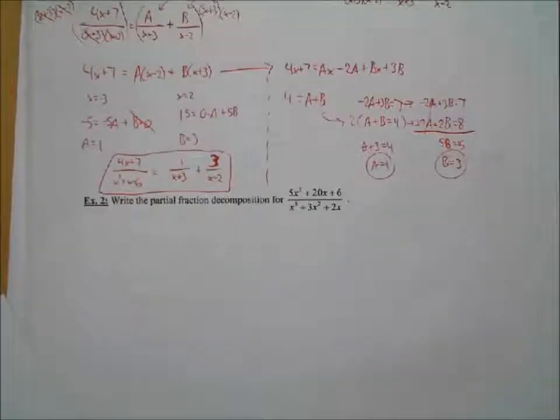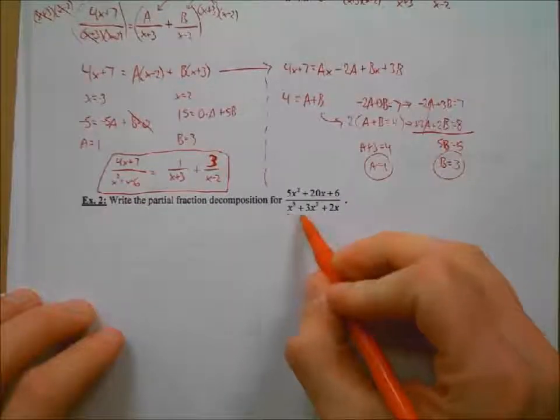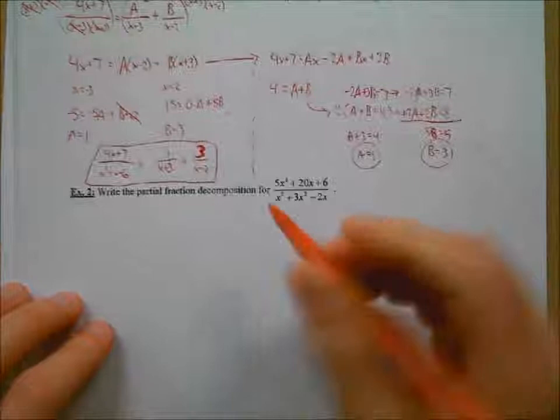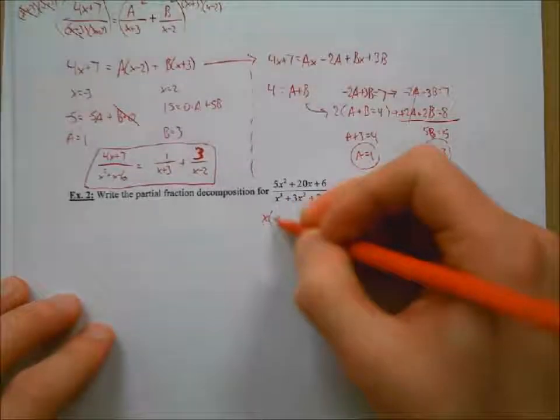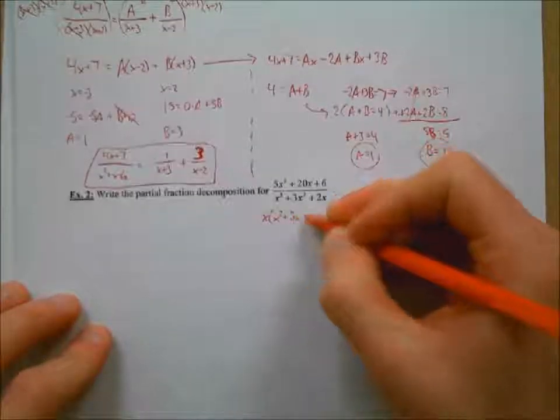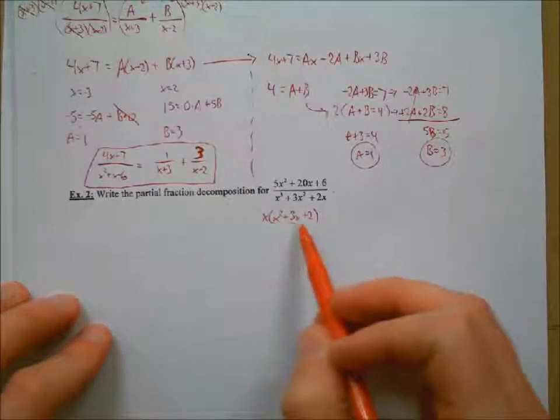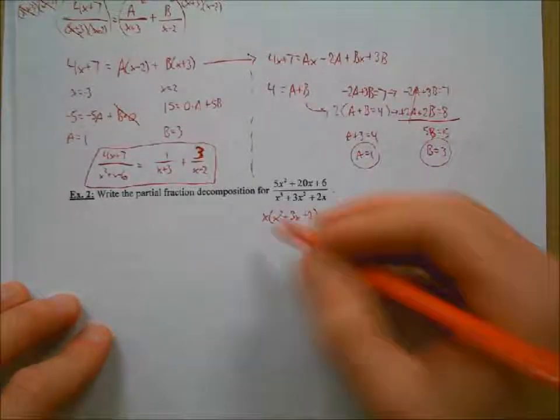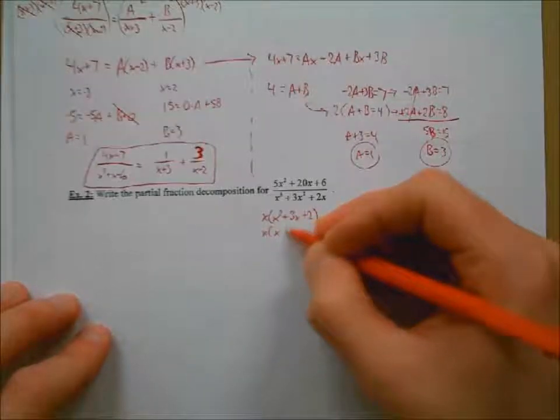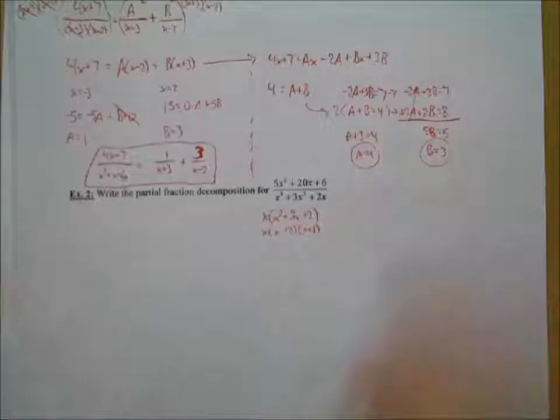So, let's try another one here. Write the partial fraction decomposition for 5x squared plus 20x plus 6 over x cubed plus 3x squared plus 2x. So let's factor this thing here. Looking at the denominator, immediately I see there's an x in each of those terms. So we'll factor an x out, leaving behind x squared plus 3x plus 2. And then can we factor that quadratic further? Yes, x plus 2, x plus 1.